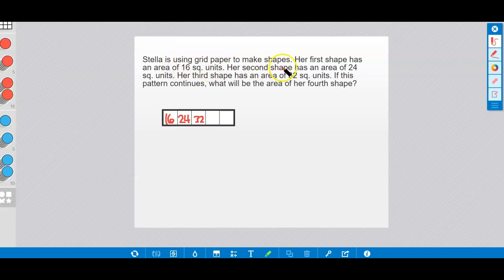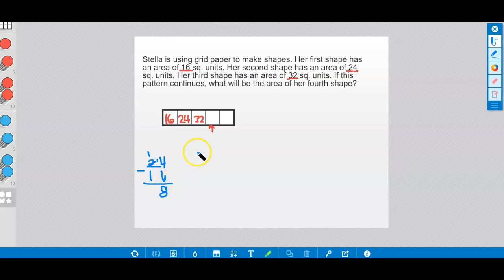We've got Stella using grid paper to make her shapes. Her first shape is an area of 16 square units, so that's our first one. Her second shape has an area of 24 square units, and her third shape has an area of 32 square units. We want to know what would be the fourth shape. Well, a couple things. You can already tell that this is an increasing pattern. It's increasing 16, 24, 32. So a couple different ways you could solve this. You can start kind of just guessing and checking by subtracting the numbers. So I'm going to do a little subtraction here. And that gets me 8.